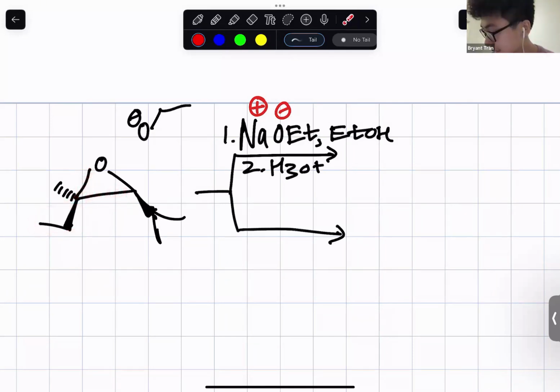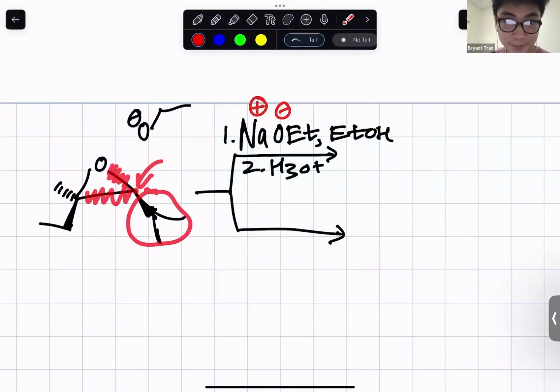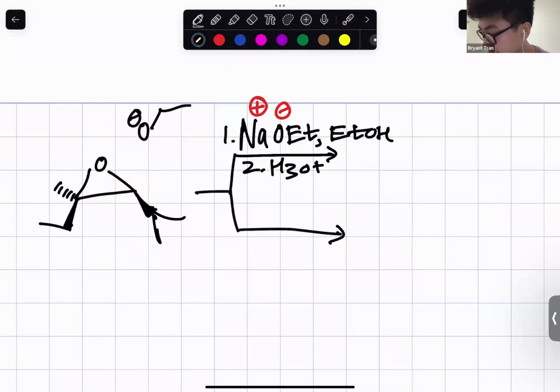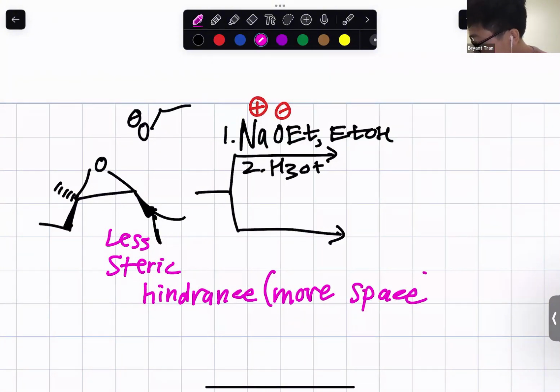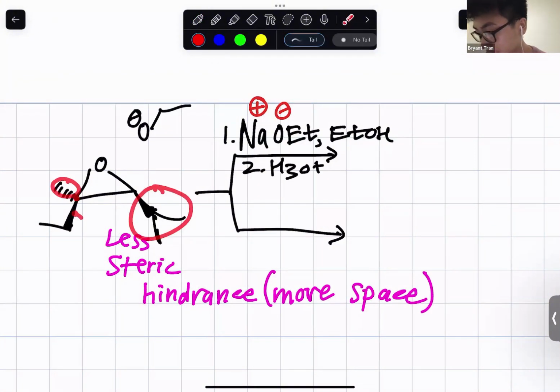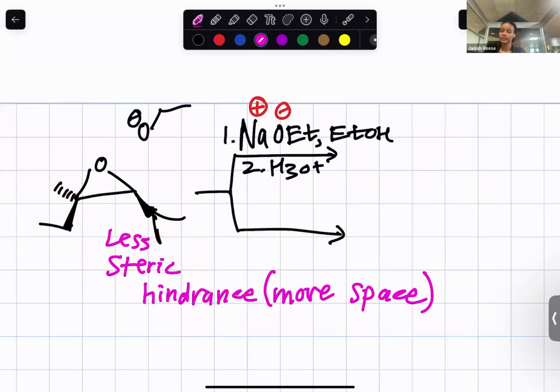Now, if we look at this carbon right here, and we ignore this bond and this bond, this carbon is only attached to one R group, right? And because this carbon here is only attached to one R group, this carbon here is the one that has less steric hindrance, right? You can think of it as more space, since this carbon only has one R group compared to this carbon, which has two R groups. So that means that this oxygen with the negative charge is going to attack that carbon right there.